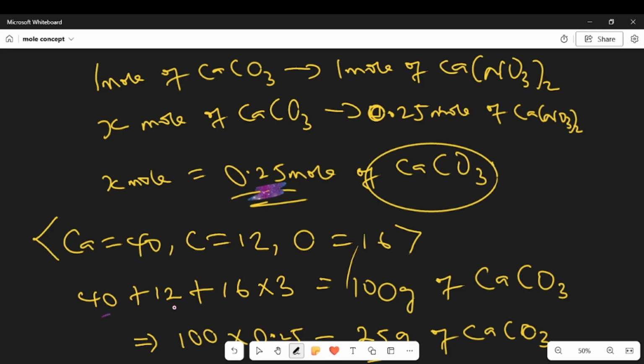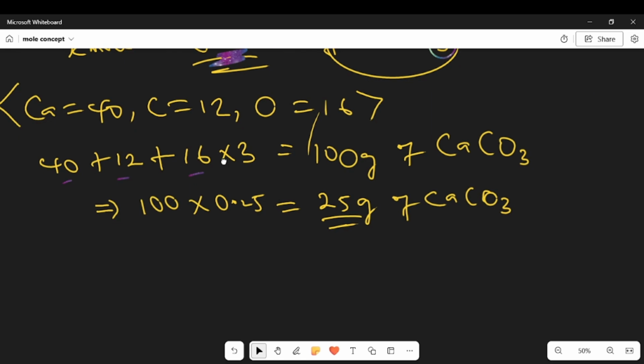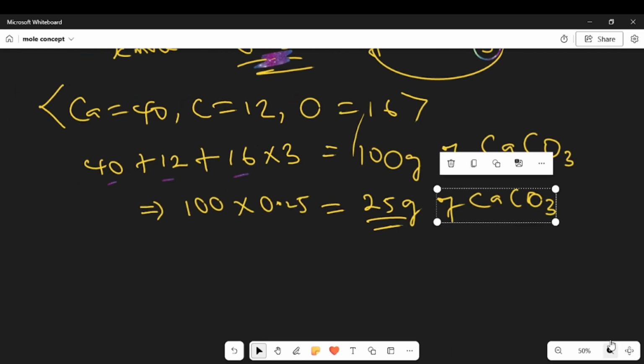This is 40. Carbon is 12 and oxygen is 16 multiplied by the 3. This 3 is the subscript of oxygen. And everything will give you 100. 40 plus 12 is 52, and 16 by 3 is 48, and 48 plus 52 is 100. Once you reach here, it means you are about to solve the problem very well.